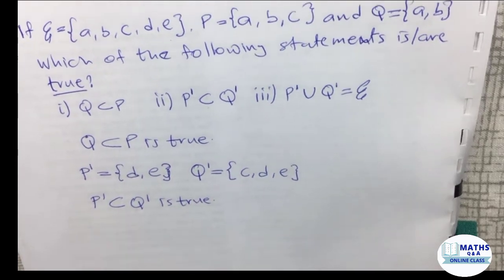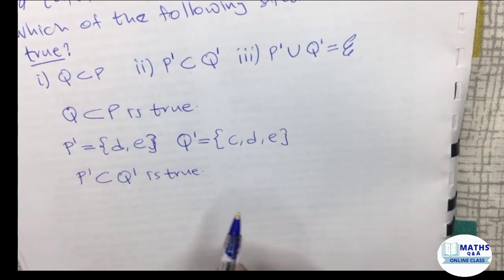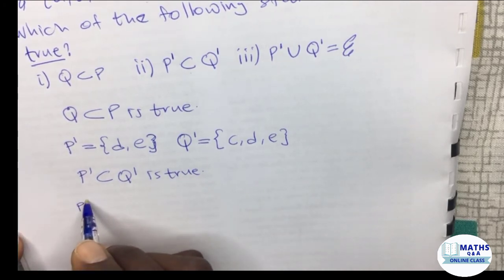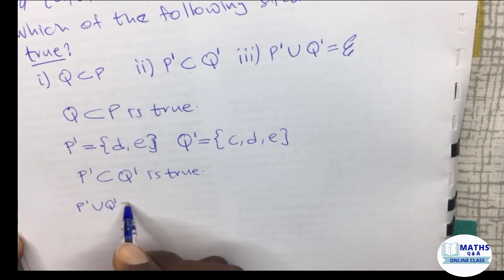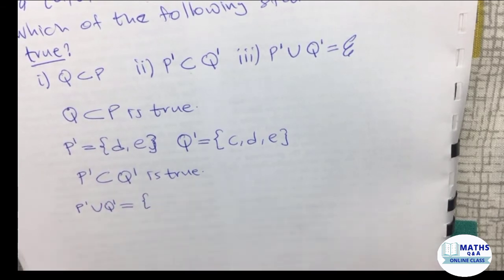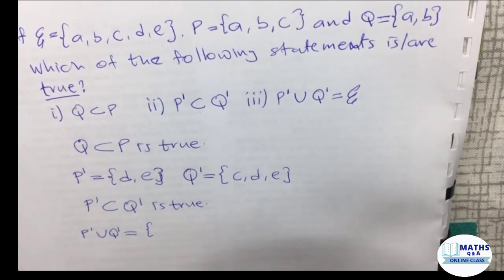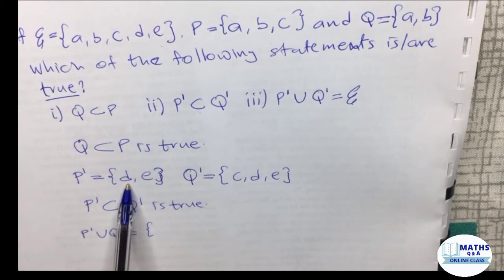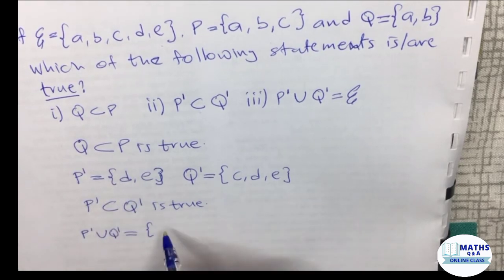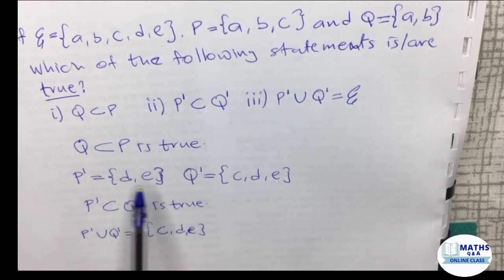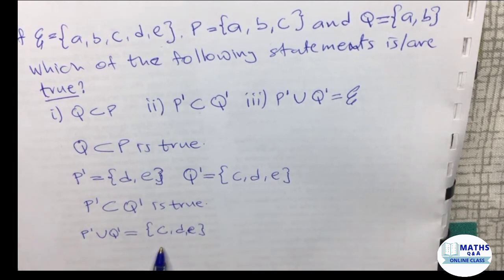Now let's look at the last one. The last one is saying that we have to find P prime union Q prime. Let's see if we can find P prime union Q prime. What we have to do here is to merge all the elements in the set P prime and then Q prime. And that is going to give us C, D, and E. Now take note that if the element repeats itself, we write it once.